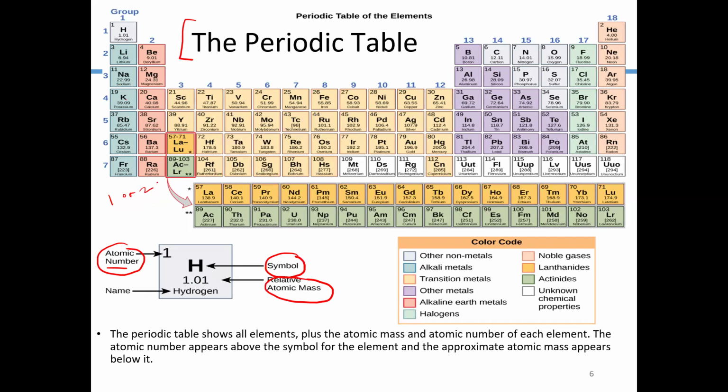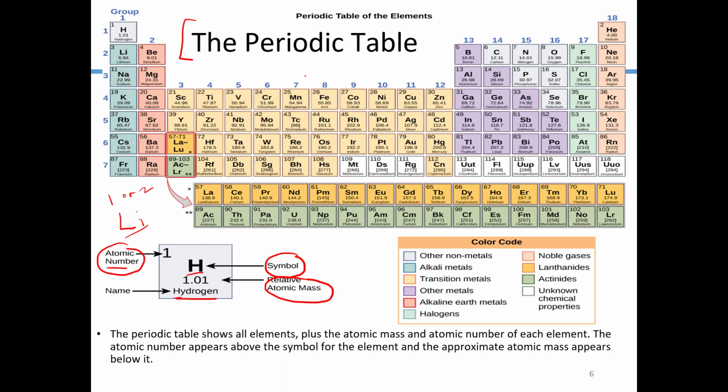So again, in the case of hydrogen, we use a capital H to represent hydrogen, but sometimes we'll use 2 letters. If we use 2 letters, it's going to be 1 capital. So in this case, lithium is a capital L and then a lowercase i, and that's the symbol for lithium. And then finally, right below, we have the name of the actual element itself.